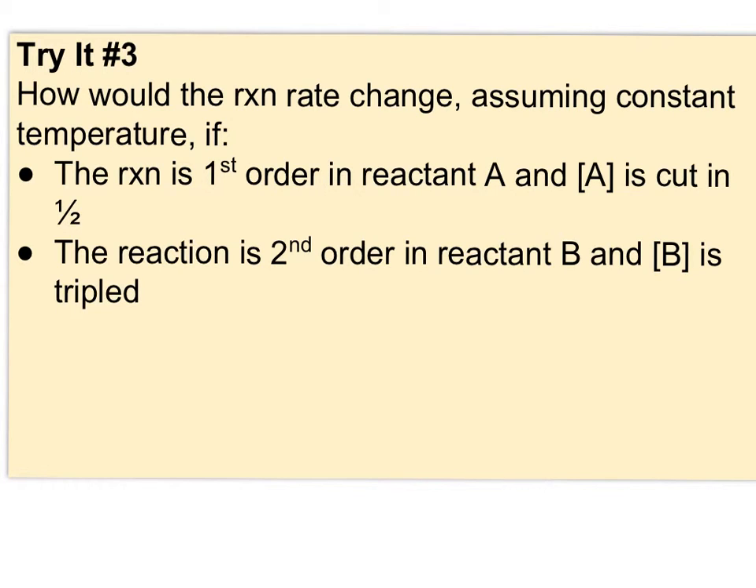But with B, if B is second order and I have 3 times the concentration of B, then when I triple B, that means I'm going to take 3 to the second, or my rate should increase 9 times. And that's an intro to reaction rate orders.